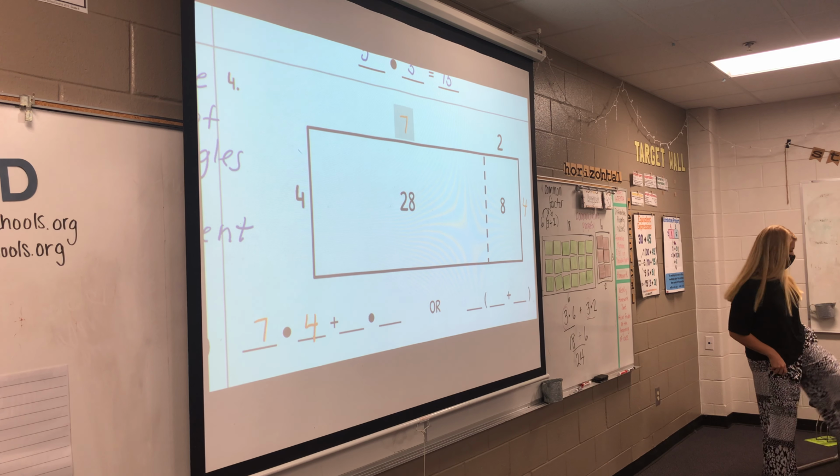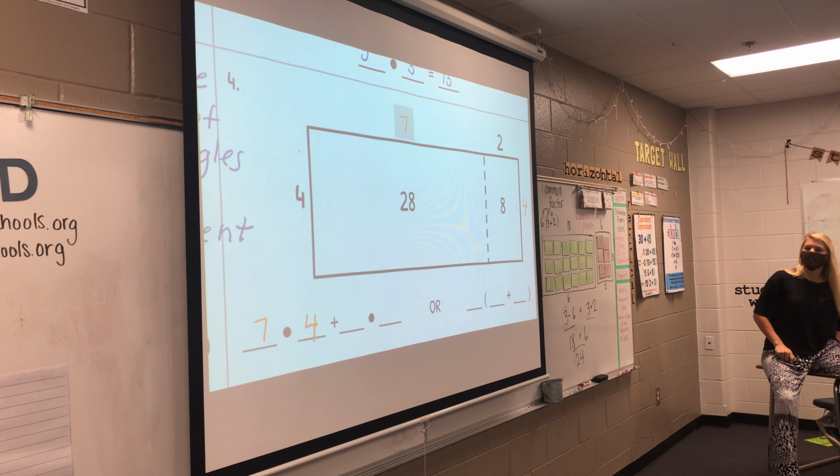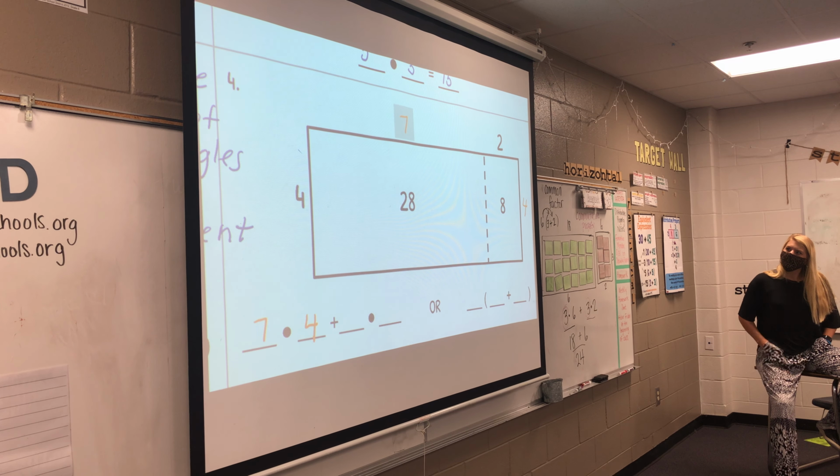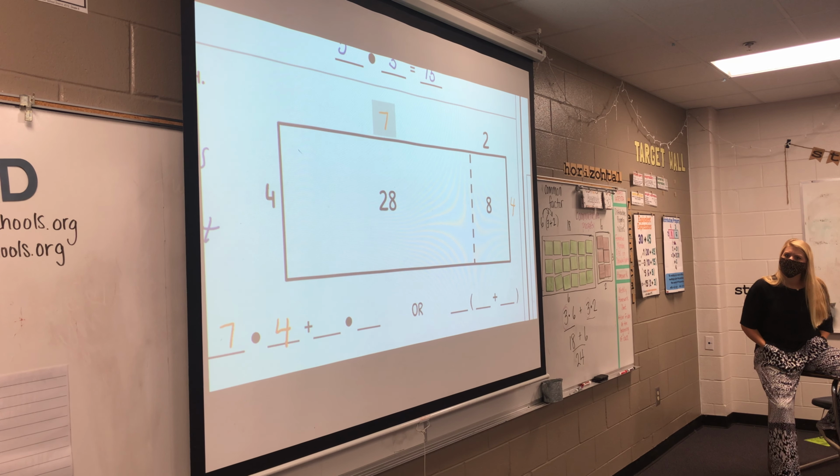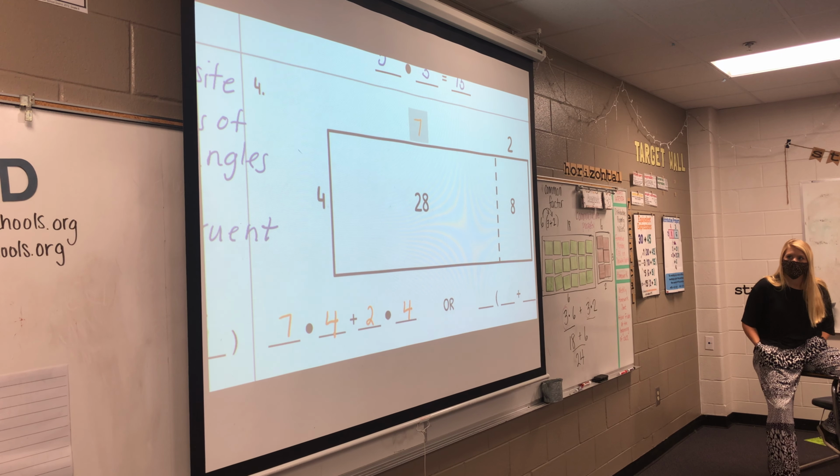Ethan. 2 times 8, or 8 times 2. Let him think. Are we multiplying 2 and 8, or are we multiplying 2 by something to get 8? Oh, 2 times 4. Perfect. Good. I did 4 times 7. Can I also share the way I got 7? In just a minute.